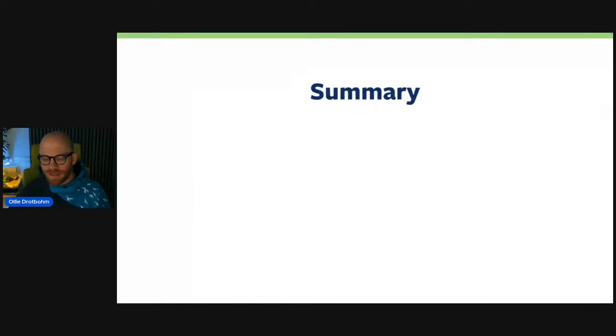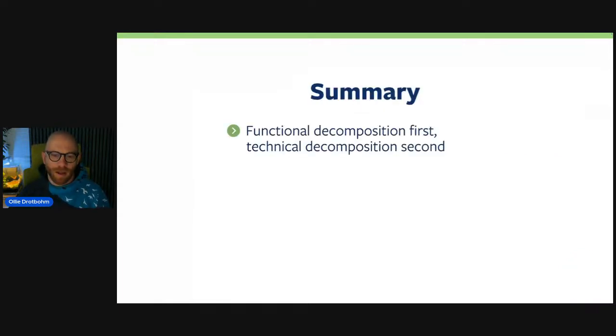So to summarize the entirety, all right. Something that's very important to me personally is that whatever decomposition approach you follow, it should be functional first, and then there's nothing wrong with hexagonal architecture or onion architecture. It should be a secondary decomposition strategy, right?